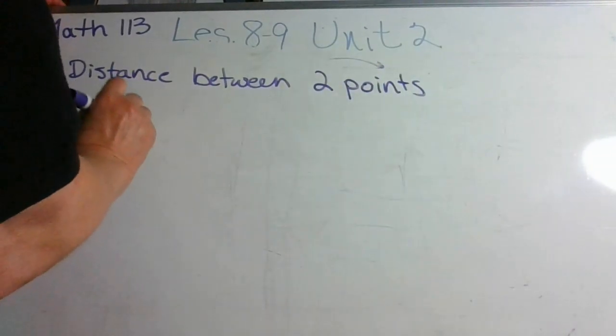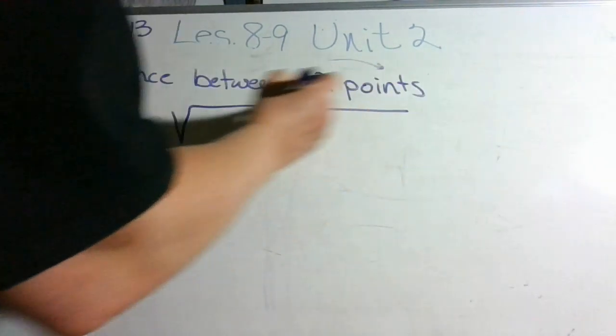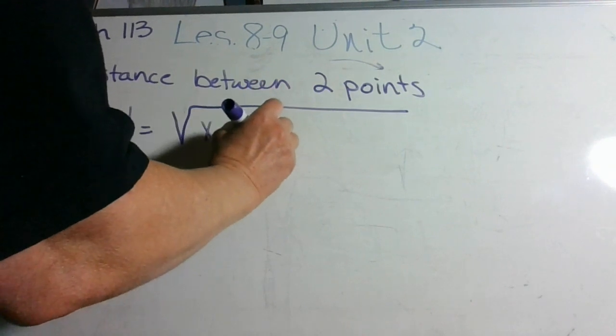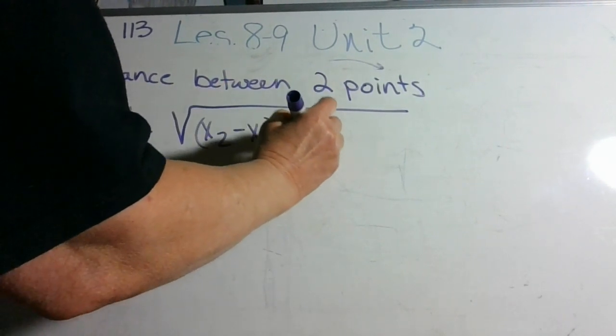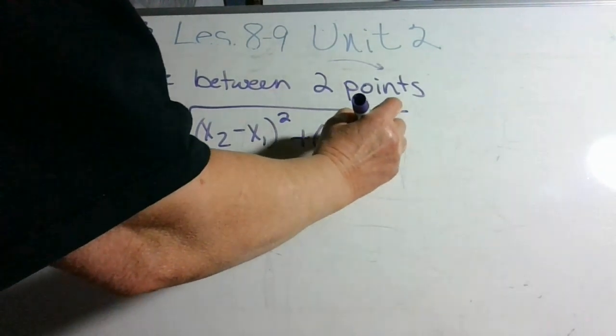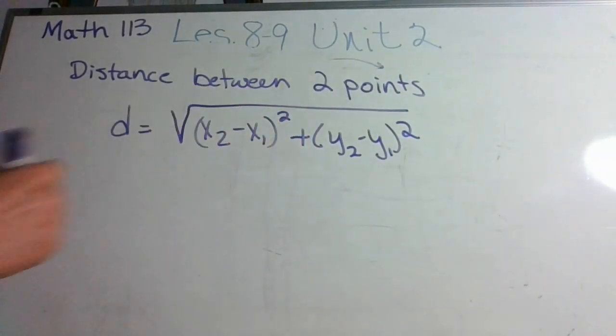It says that the distance is equal to the square root of x2 minus x1 squared plus y2 minus y1 squared. That's the distance between 2 points.